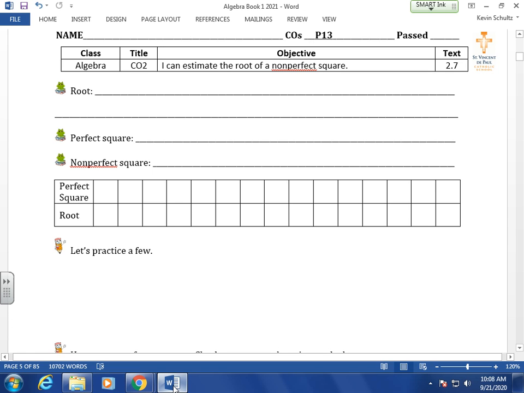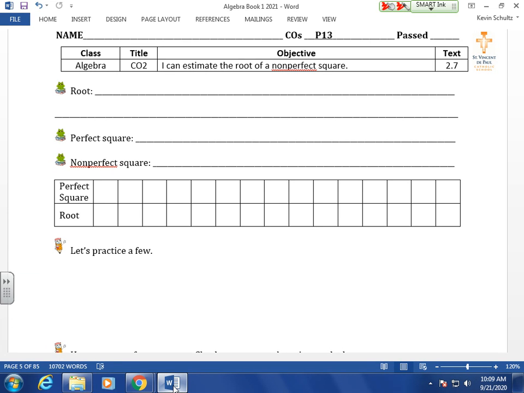Hello and good day. Today in Algebra, we're covering CO2, estimating the root of a non-perfect square. So this is an objective. We just learned earlier today how to calculate a square root using a calculator. Because we're going to be estimating them, you will not be able to use a calculator on this portion of the test. Just know that up front.